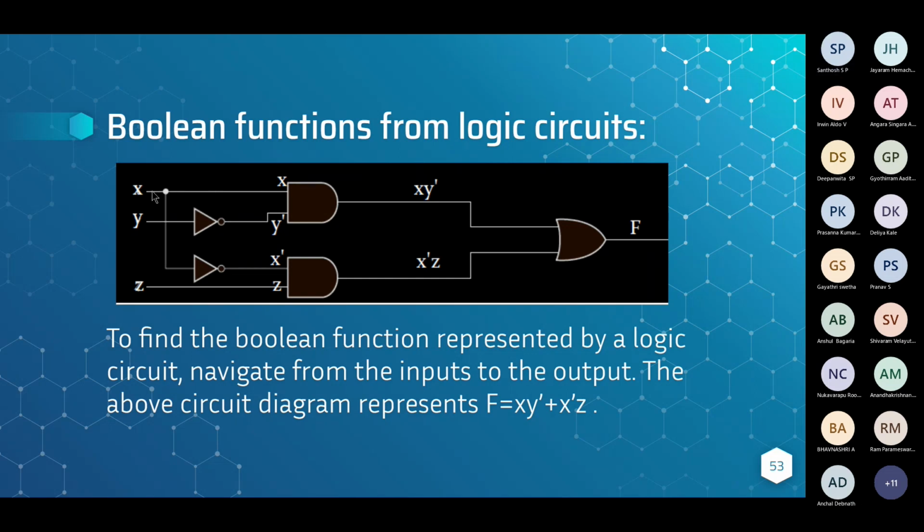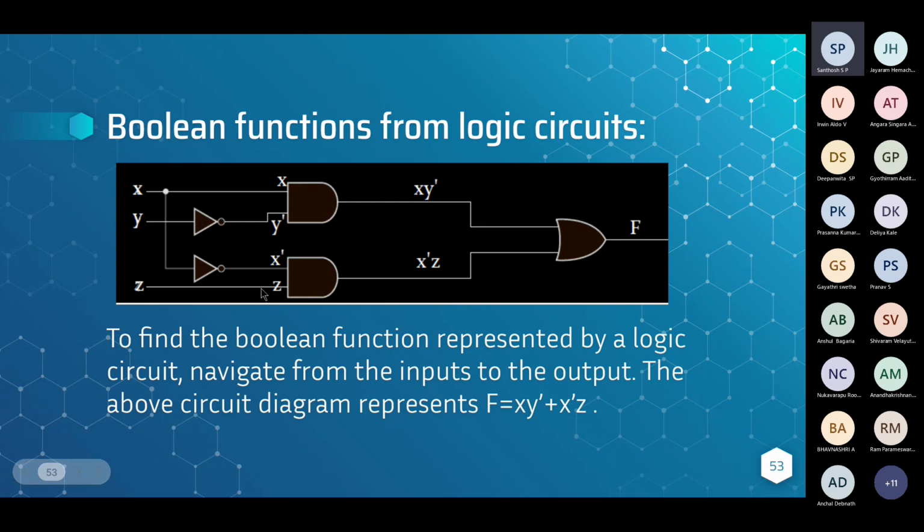To find the Boolean function which this logic circuit represents, we can just navigate from the input along the lines through the gates to the final output. If we navigate from the input y to the input of the AND gate, we can see that it passes through a NOT gate. So the input y gets inverted, and we get y dash over here. The input x stays as such, and the inputs of the AND gate are x and y dash. So this is an AND gate, and the output it produces is x y dash, which goes to the input of the OR gate.